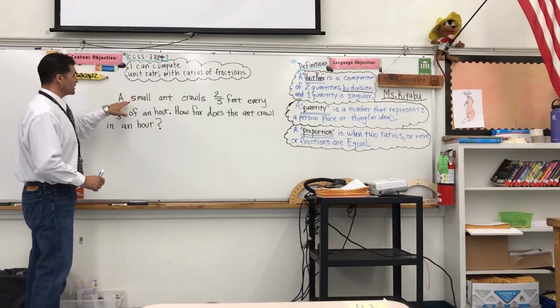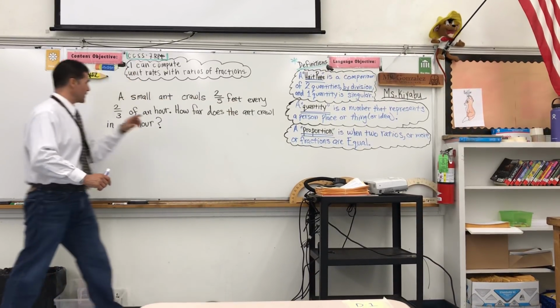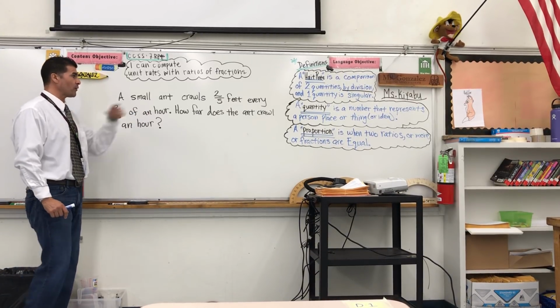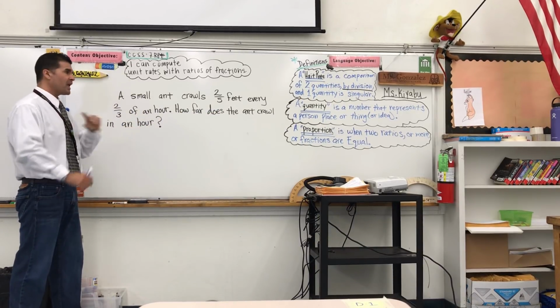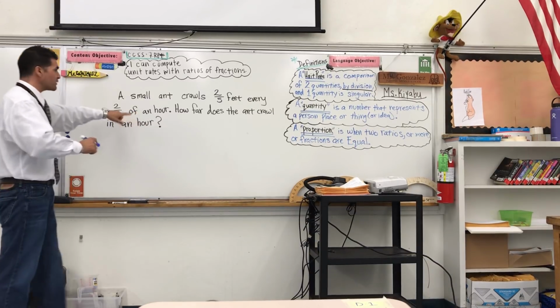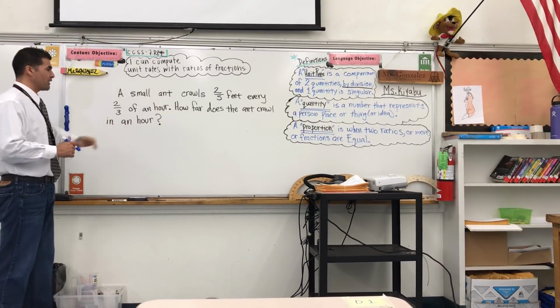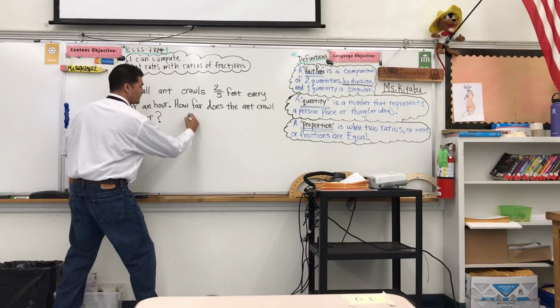So this one says a small ant crawls 2/5 of a foot every 2/3 of an hour. What we want to figure out is how far does this ant crawl in an hour, and then we want to figure out about how many inches this is later on. But first let's answer this question. How far does this ant crawl in an hour? Well, step one, I want to set up my ratio.